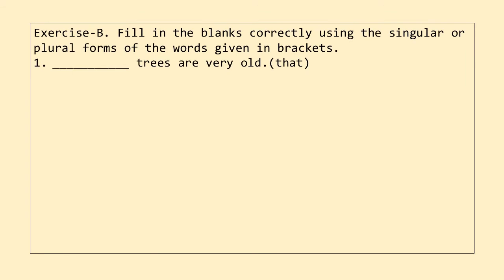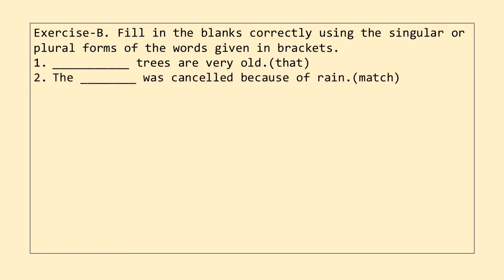Exercise B. Fill in the blanks correctly using the singular or plural forms of the words given in brackets. Number 1. Dash trees are very old. The word given in the bracket is that. Number 2. The dash was cancelled because of rain. The word given in the bracket is match. Number 3. Dash and dash are pets. The words given in the bracket are mouse and louse.